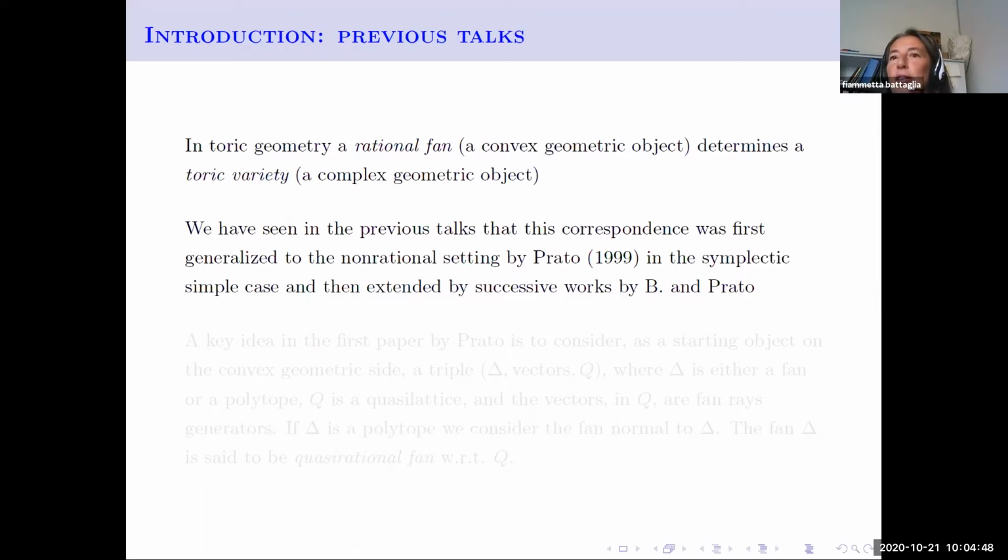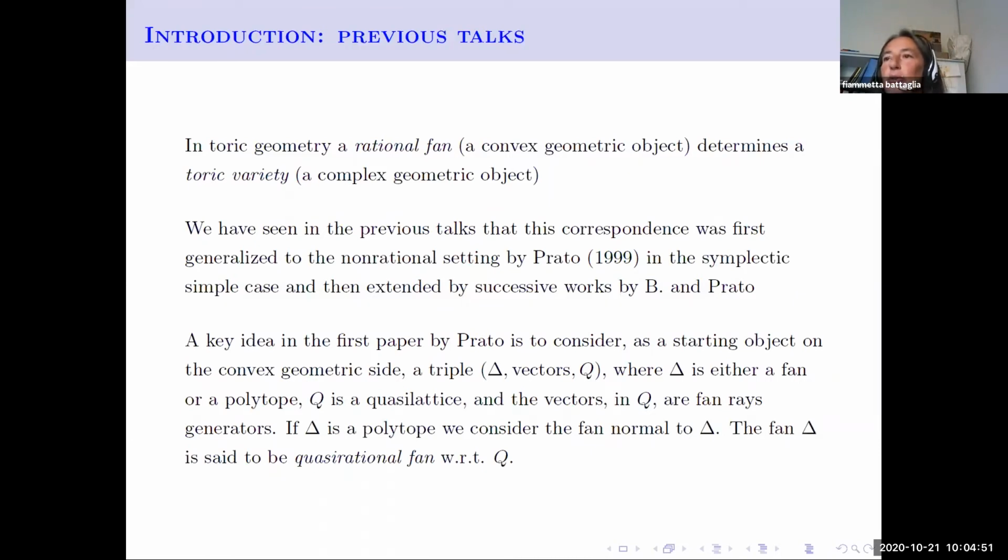One of these key ideas is to consider, on the convex geometric side, as a starting object a triple, where delta is either a fan or a polytope, Q is a quasi-lattice, and there are vectors in Q that are generators of the fan rays. If delta is a polytope, we consider the fan normal to the polytope. The fan is said to be a quasi-rational fan with respect to the quasi-lattice Q. So we have this non-rational setting, and let me make some remarks.